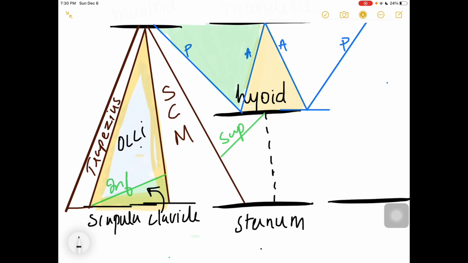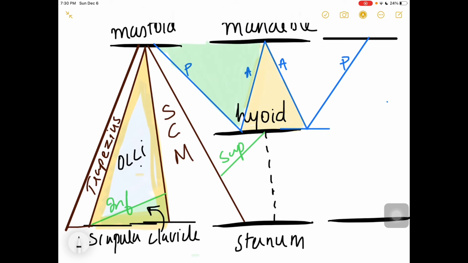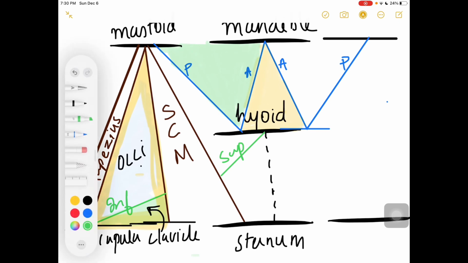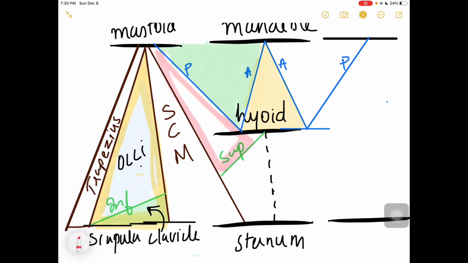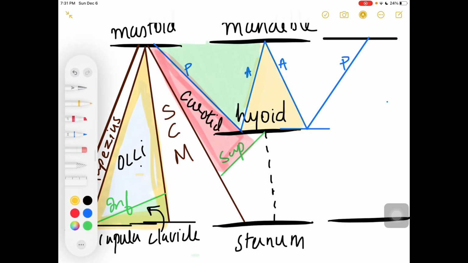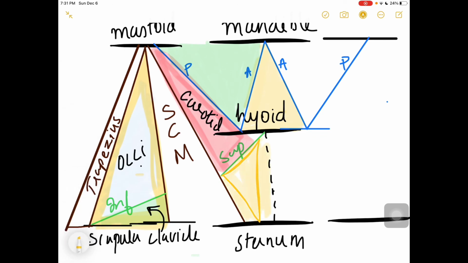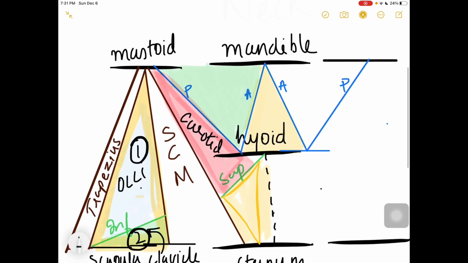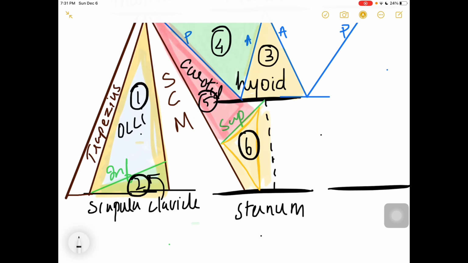Now we can draw an imaginary line from the hyoid to the sternum, and then you can see two triangles, divided by the superior belly of the omohyoid. Superiorly you have the carotid triangle, because it has the common carotid artery and so on. Inferiorly you have the muscular triangle, because it has a lot of muscles as its contents. So you have first the occipital, second the supraclavicular, third the submental, fourth the digastric, fifth the carotid, and sixth the muscular triangle.